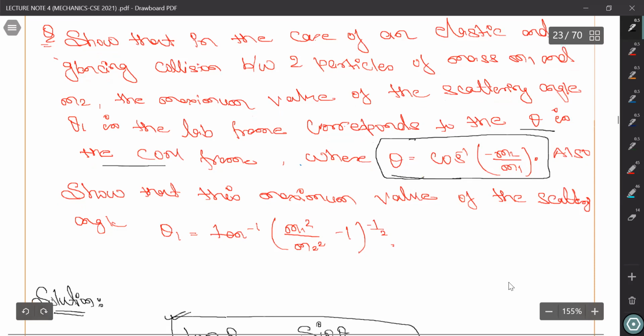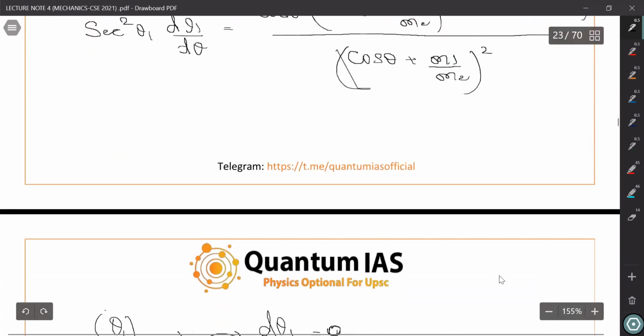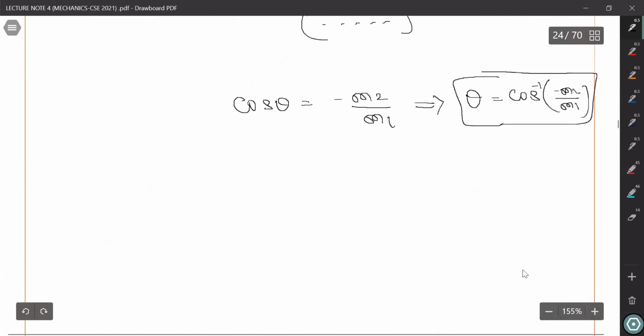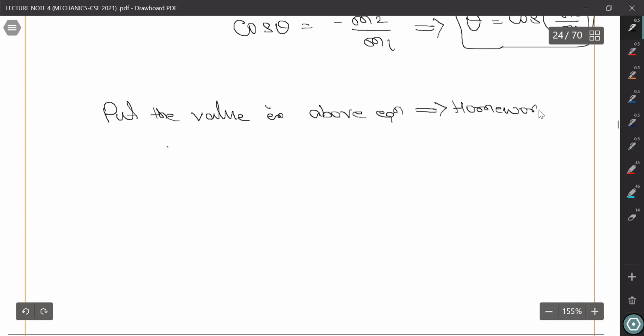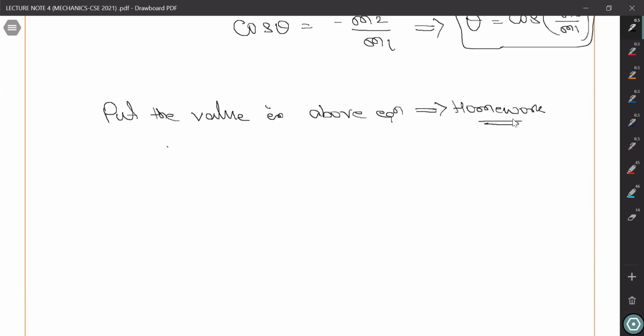Now the next part. It seems to be lengthy, but it's very easy to solve. It's simply differentiation of class 11th. So what we need to do is just put the value in the above equation, and that's it from my side. This is your homework: you can put the value and check the relation already given above.